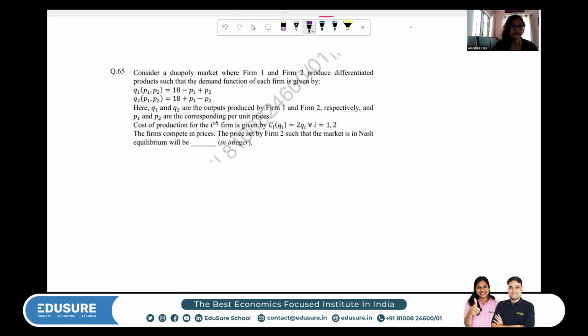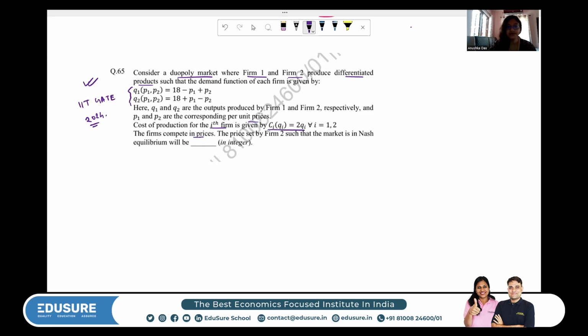Hi everyone. So let's solve question number 65. This is from the IIT GATE 2024 paper. It says: consider a duopoly market where firm 1 and firm 2 produce differentiated products such that the demand function of each firm is given as this. Here, Q1 and Q2 are the outputs produced by firm 1 and firm 2 respectively, and P1, P2 are the corresponding per unit prices. The cost function of the ith firm is given as this.